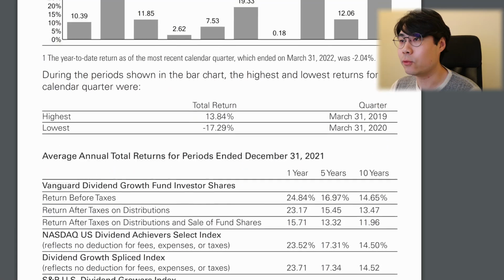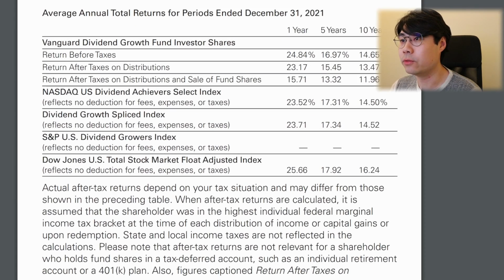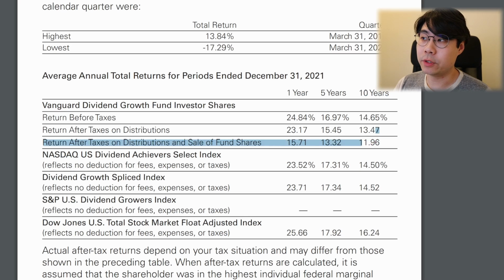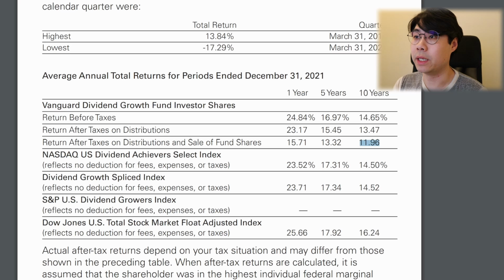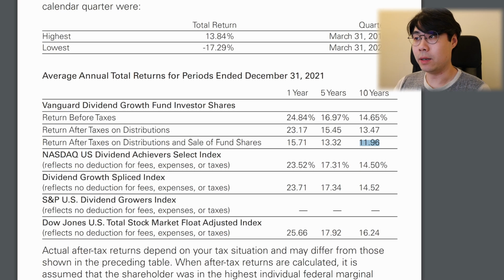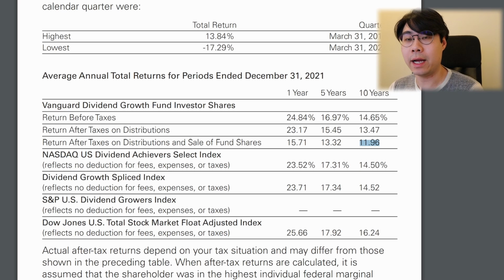So let's look at what is the average return for this one. Across the 10-year period, the average return after taxes and distribution is about 12%. And this is not too bad either. But overall, I just wanted to provide a high-level overview of the expenses.